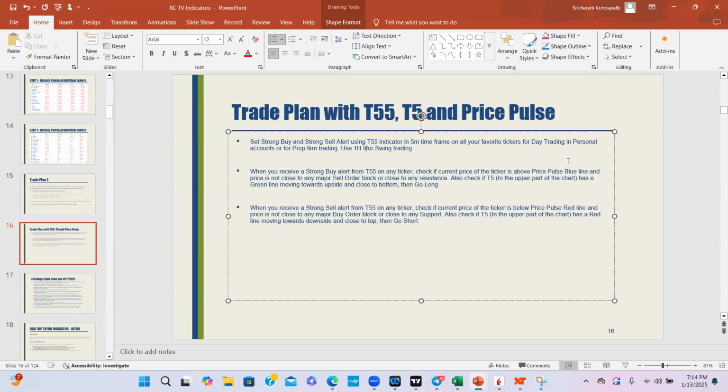Use 1 hour time frame for swing trading. If you want to swing for more than a day, you create the alert on the 1 hour time frame. Yeah, we are going to take some live trades now.